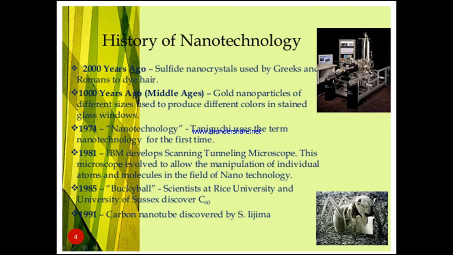In 1974, Taniguchi used the term nanotechnology for the first time. In 1981, IBM developed the scanning tunneling microscope. This microscope evolved to allow the manipulation of individual atoms and molecules in the field of nanotechnology. In 1985, the Buckyball, C60, a graphene material, was discovered by scientists at Rice University and the University of Sussex. In 1991, carbon nanotubes were discovered by SWNT.